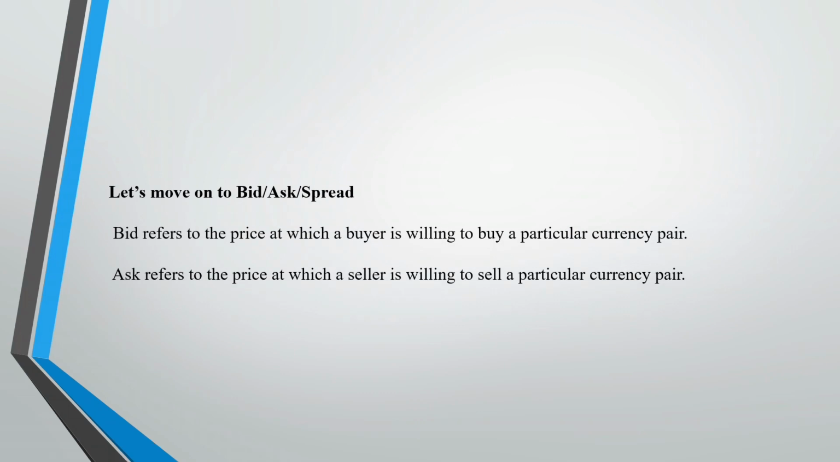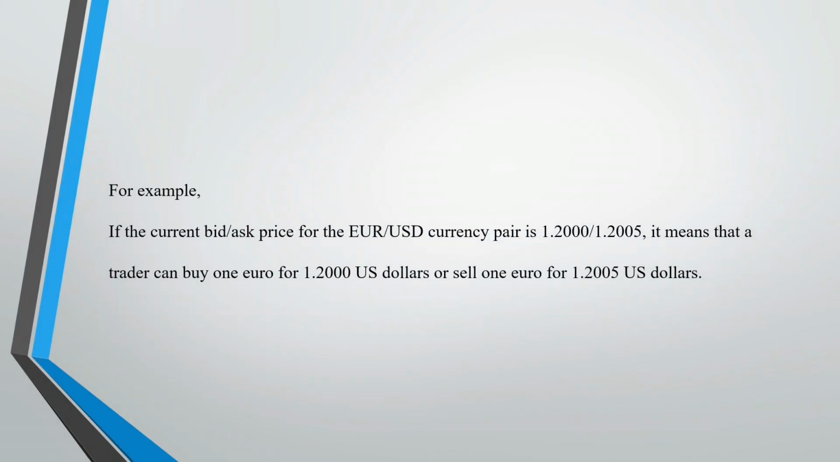Bid refers to the price at which a buyer is willing to buy a particular currency pair. Ask refers to the price at which a seller is willing to sell a particular currency pair. For example, if the current bid-ask price for the Euro-USD currency pair is 1.2000-1.2005, it means that a trader can buy €1 for 1.2000 US dollars or sell €1 for 1.2005 US dollars.